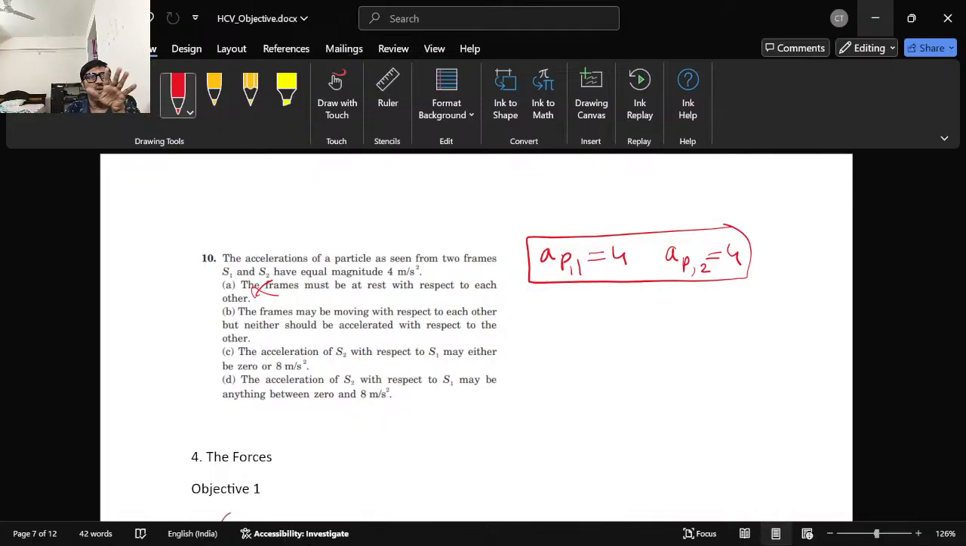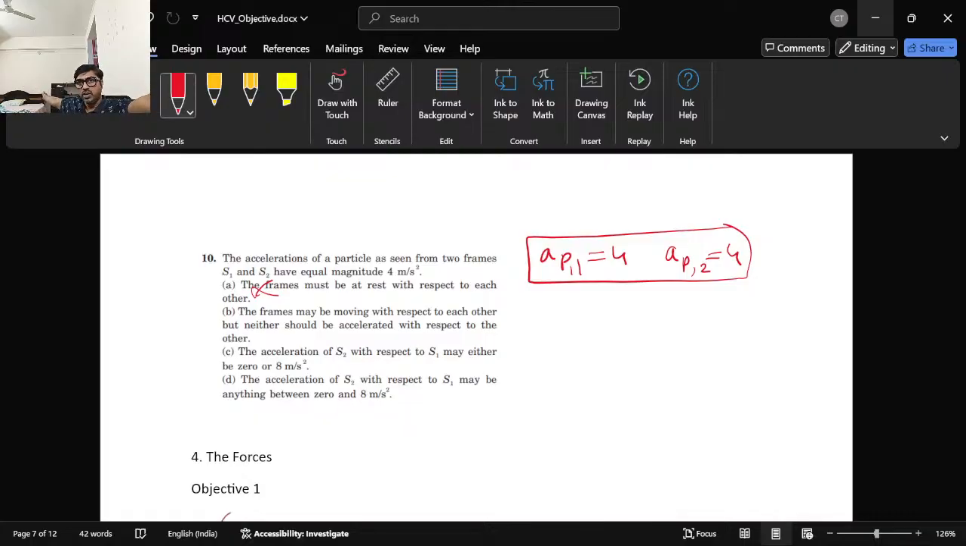Imagine one guy is going in one direction at 4 meter per second square and the particle is at rest. With respect to this guy, the particle has 4 meter per second square in the opposite direction. And imagine the other guy is going in the opposite direction with 4 meter per second square. With respect to him also the particle is having acceleration 4 meter per second square but in the opposite direction. They didn't talk about direction, they just said magnitude. Yeah, so it's possible, I'm just trying to take a counter example.